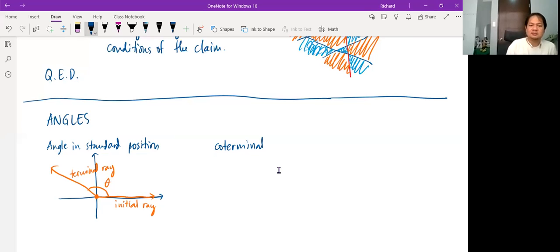Because in drawing the initial ray, you just need the vertex and then one other point. Then connect them, you have the initial ray. For the terminal ray, you're going to use the same vertex point and then a third point to determine the direction of the terminal ray. But all these were based on these three points. And remember, every three points are coplanar. You could draw them on the same plane.